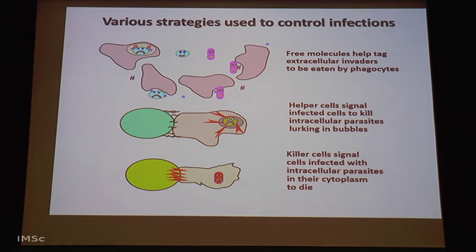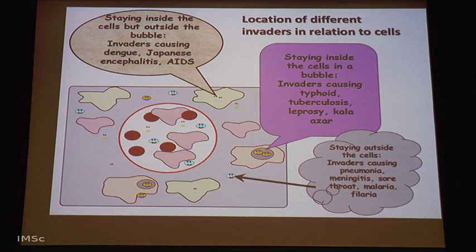So as I said, these are broad generalizations, but these are the three categories of responses that one tends to see. Let's go through the details of the previous one to highlight which kinds of organisms are commonly seen in these locations. So let's look at these extracellular invaders, staying outside the cells. These are the kind which cause pneumonia, so I am talking about the bacterium Streptococcus pneumoniae. Meningitis is again meningococcus. Sore throat is streptococcus. There is also staphylococcus. We are also talking of malarial and filarial parasites which can sit in extracellular locations.